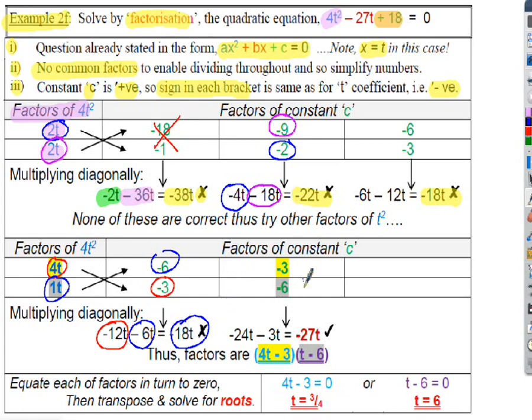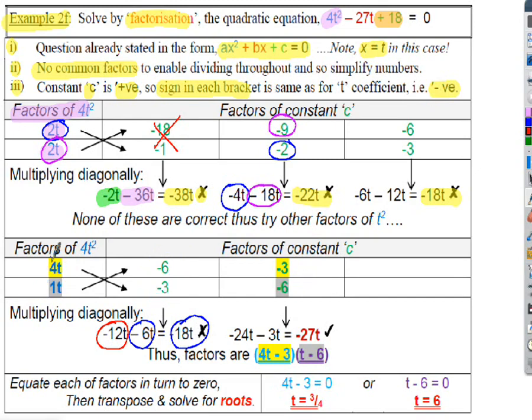So in this case what I've done is swap them around. I've actually put the negative 3 now on the top line and the negative 6 on the bottom line, because that makes a difference now because I've got different values for my factors of the 4t squared term. So it makes a difference in which way round you position the factors of constant c in the table.